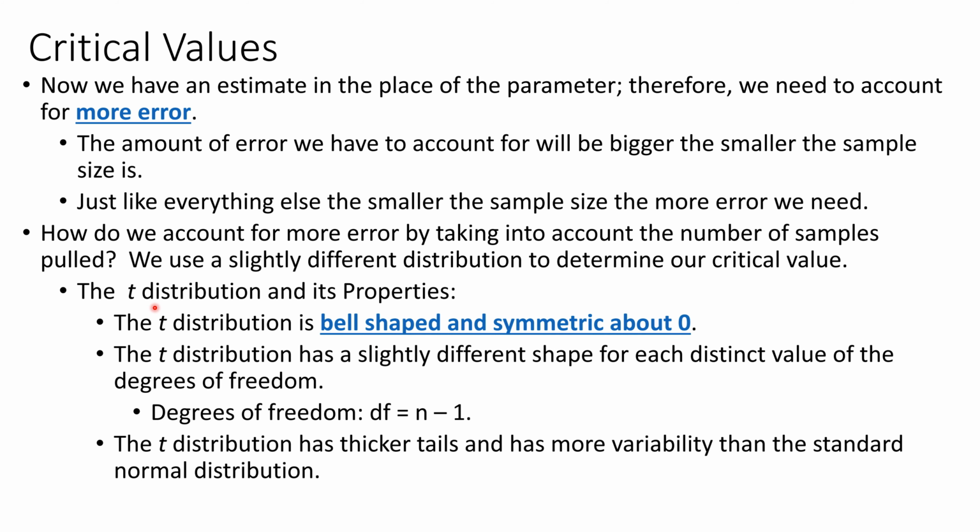We use the t-distribution, and it has the following properties. The t-distribution is bell-shaped and it is symmetric about 0. The t-distribution has a slightly different shape for each distinct value of the degrees of freedom. The degrees of freedom of the t-distribution will be the sample size minus 1. The t-distribution has thicker tails and has more variability than the standard normal distribution.